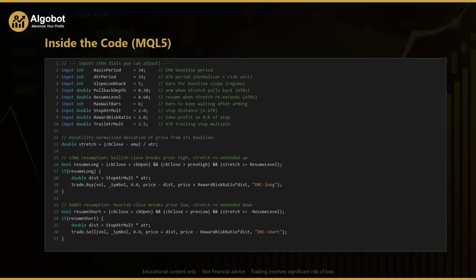Below the inputs is the single most important line: stretch equals close minus the EMA, divided by ATR. That one expression is the whole engine, price's deviation from baseline, measured in units of volatility.